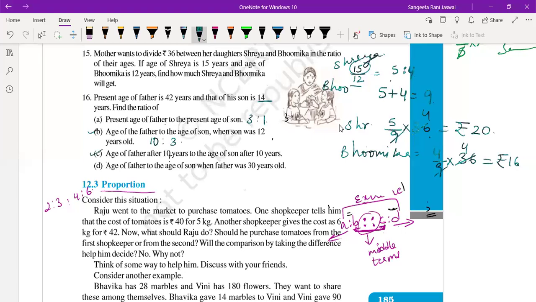Age of father after 10 years to the age of son after 10 years. So father's age after 10 years, and son's age after 10 years. So today the son is 14 years. So after 10 years, what will be his age? Ma'am, 24. 24. Son's age will be 24. And father's age will be what after 10 years? Ma'am, 52. 52. So find the ratio for that then.